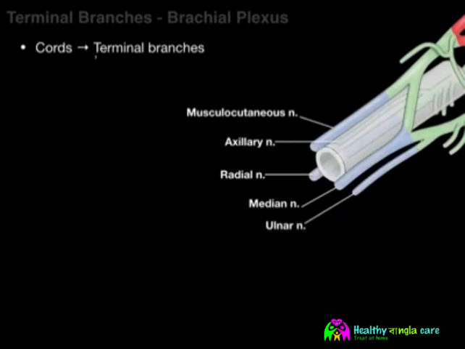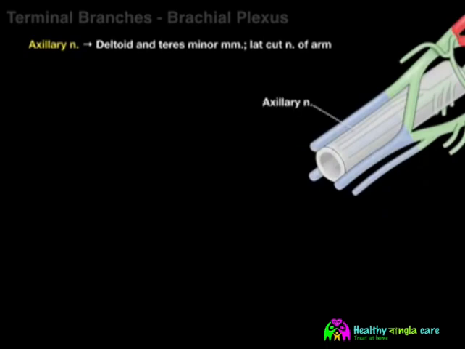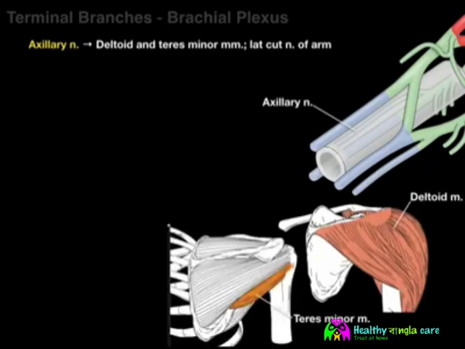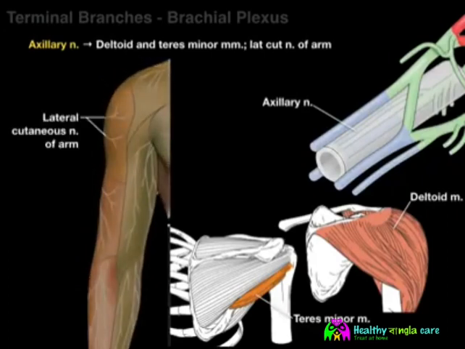Okay, so now we're going to talk about each one of these terminal branches, starting with the axillary nerve that innervates our deltoid and teres minor muscles and the lateral cutaneous nerve of the arm. There's our axillary nerve, and it innervates our deltoid muscle and teres minor muscle. That teres minor is part of the rotator cuff. And then it also provides cutaneous innervation to the lateral region of the shoulder, so it's called the lateral cutaneous nerve of the arm, specifically the superior branch, also called the lateral brachial cutaneous nerve.